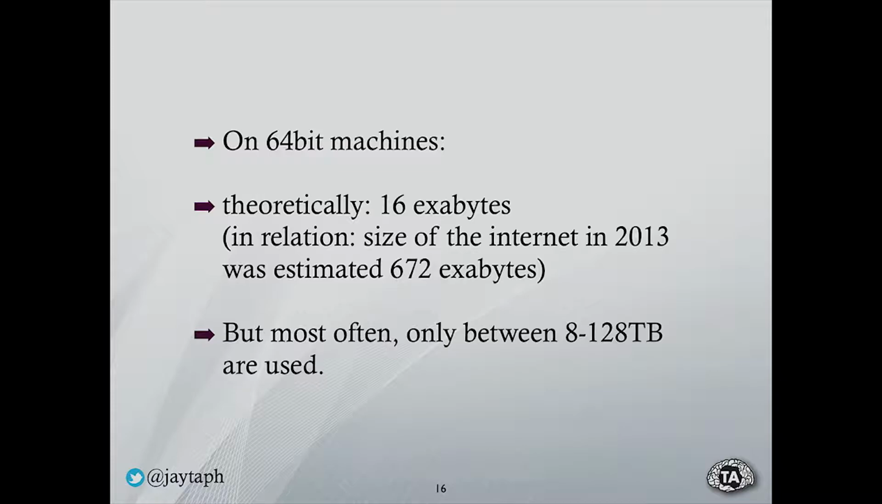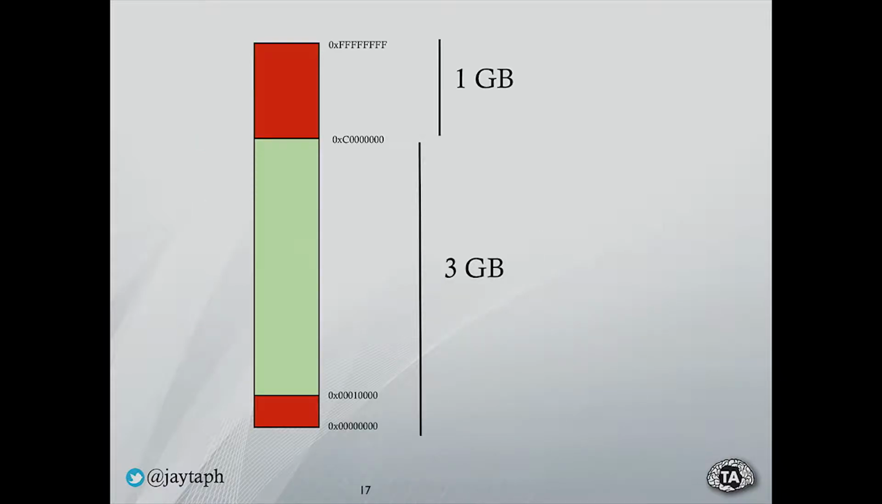On 64-bit machines, the number is a little bit larger, but the same holds true. So on a 32-bit machine, your virtual memory looks something like this. It actually is split into two regions. There's a 1 gigabyte region on top, and there's a 3 gigabyte region downstairs. And that downstairs region is what the application, your process, can use. And the 1 gigabyte on top is actually reserved for the kernel.